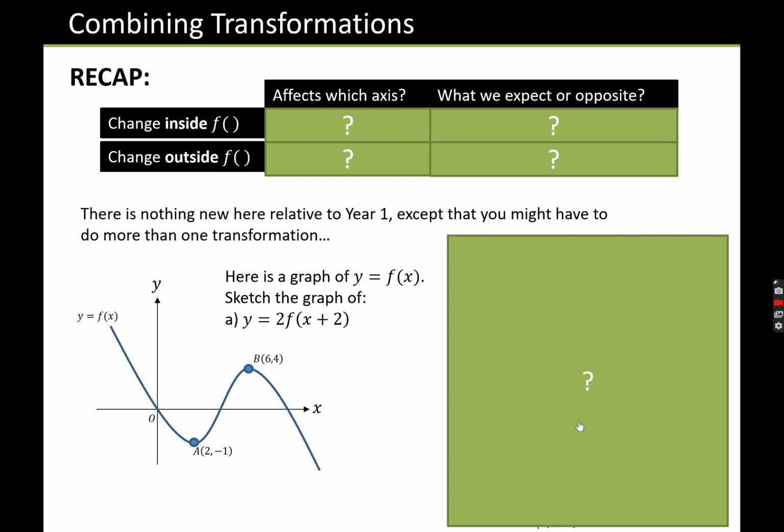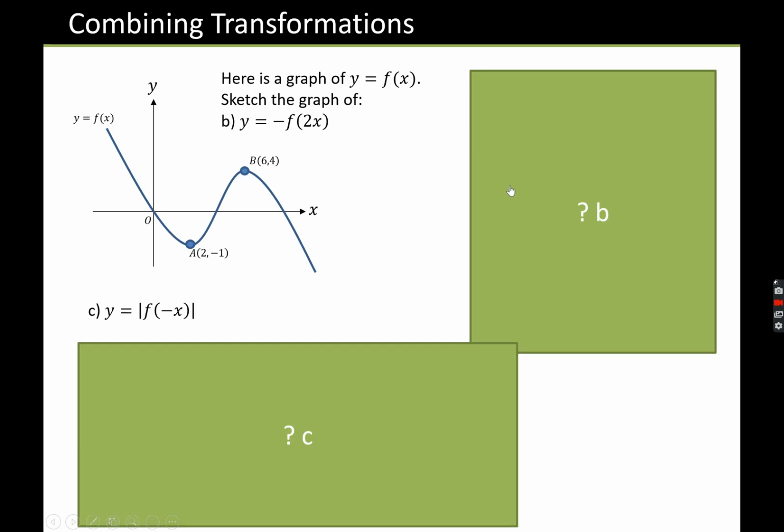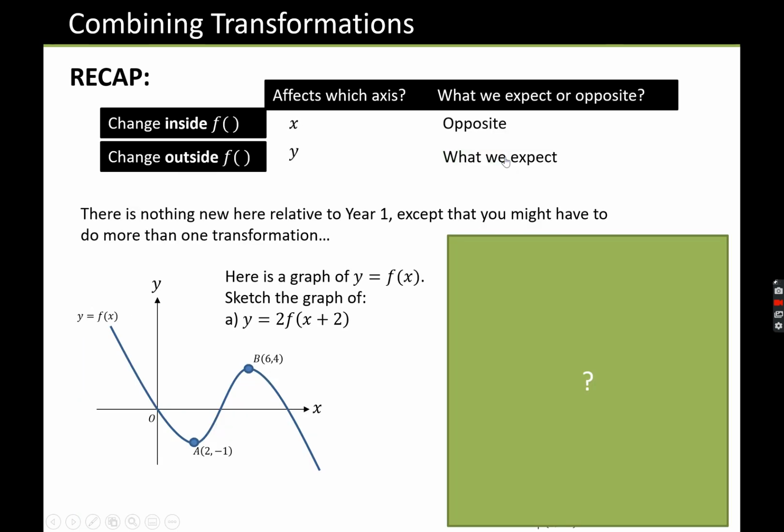So if we've got a change inside the brackets, that's going to affect the x-axis. Okay, it affects the x-coordinates, and it does the opposite of what we think. If it's outside, obviously it affects y and does what we expect it to. Okay, so a quick recap, it shouldn't be anything too difficult, hopefully.